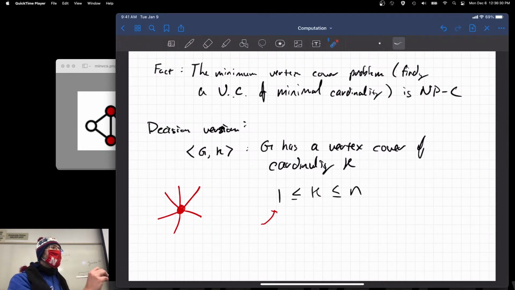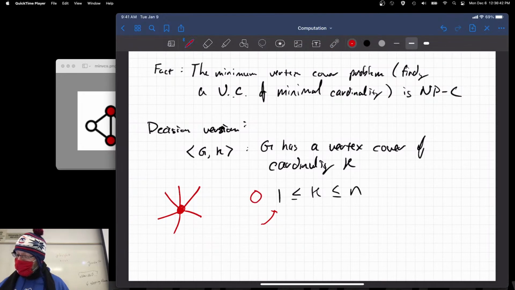Did you have a question or another observation? Okay. Well, if there are no edges, that's another good one. If there are no edges, then I guess you could get down to 0 technically here. That would be the minimum.